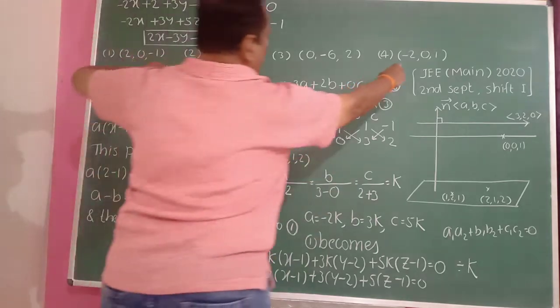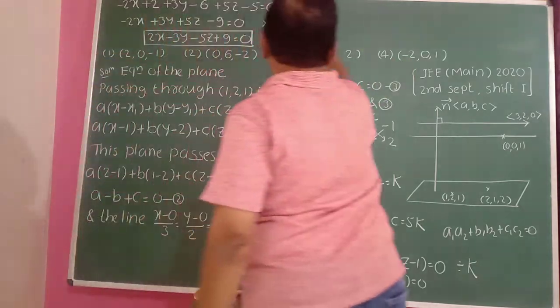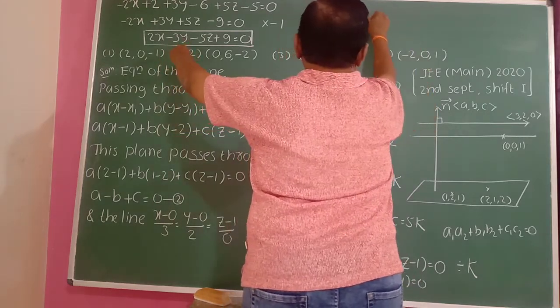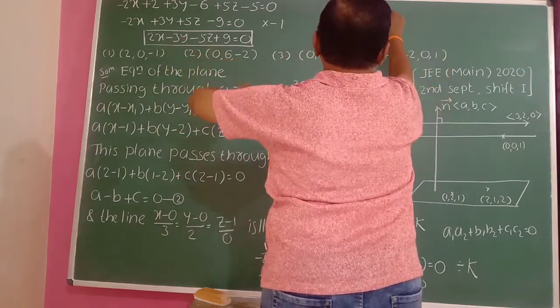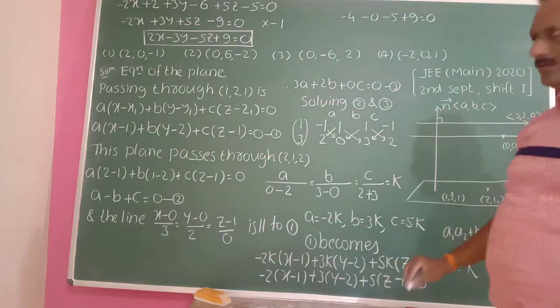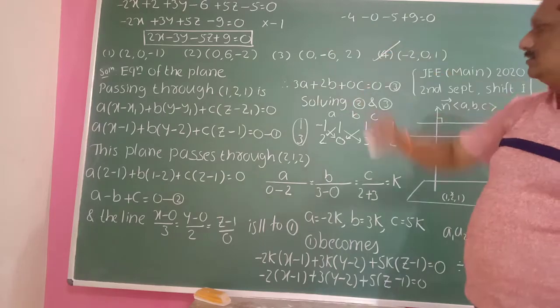And the last option here. Put x value minus 2. It gives minus 4. Then y value is 0 here. This becomes 0. And z value is 1 here. Minus 5 plus 9 is equal to 0. Then obviously this point lies on this plane here.